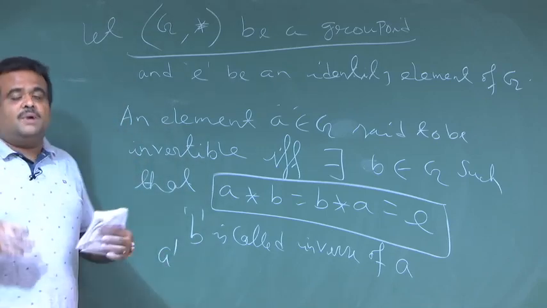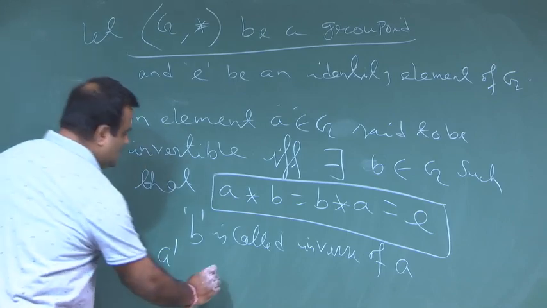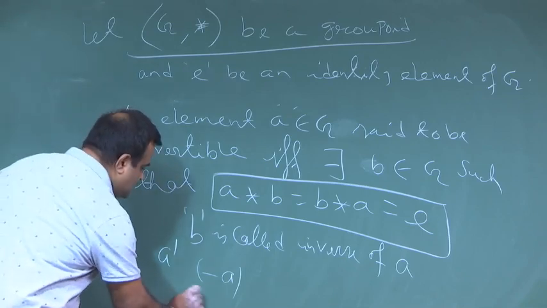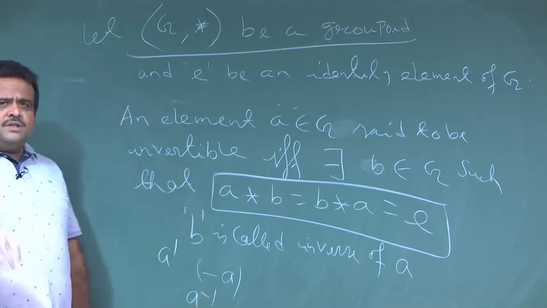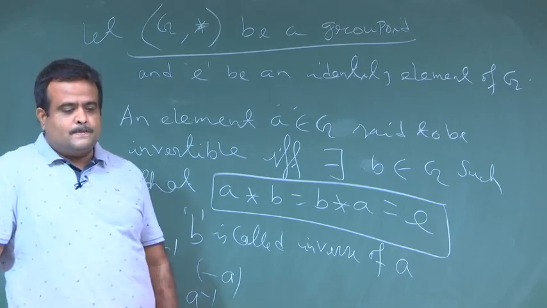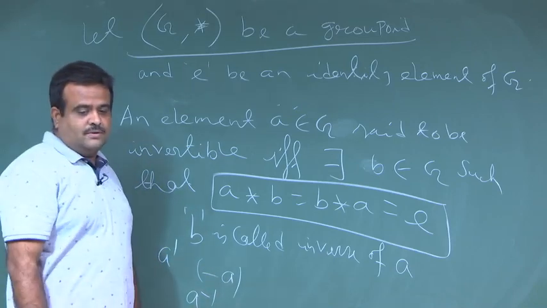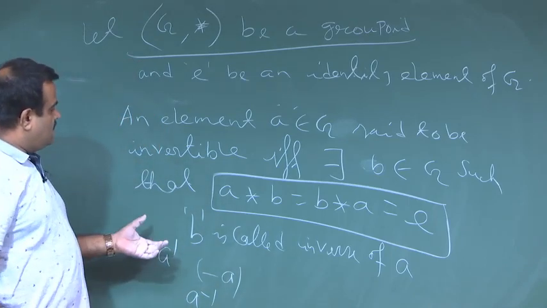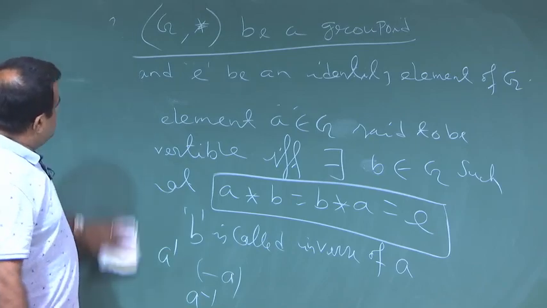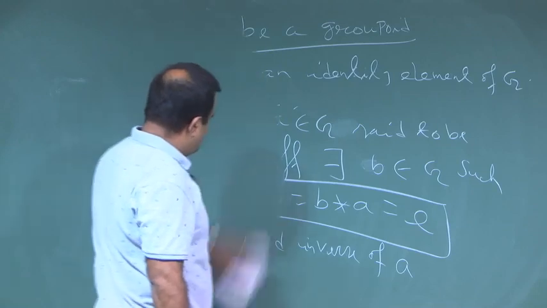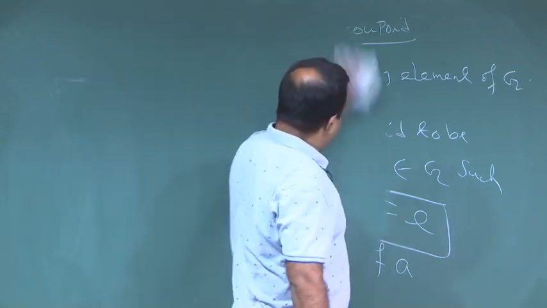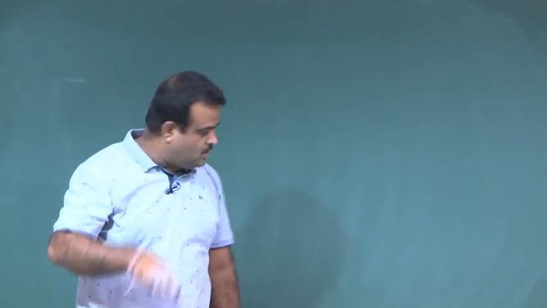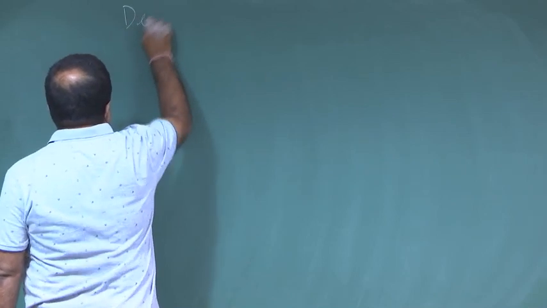If the operator is in the additive sense, then it is minus A. If the operator is in the multiplicative sense, then this is A to the power minus 1. So, these are all notations depending on the type of operation we are dealing with. So, this is called the inverse. Okay. Now, we define the semigroup. What do we mean by the algebraic structure called semigroup? So, this is the definition.